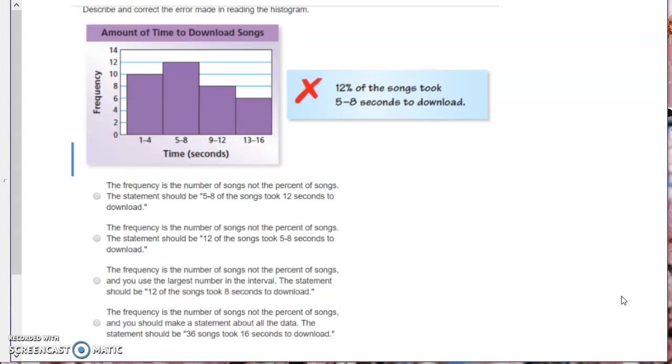One thing I noticed when I was looking through this homework assignment is you really need to read carefully, because a lot of the phrases sound exactly the same, but then if you dig into them a little bit more, you see that it's not quite accurate.